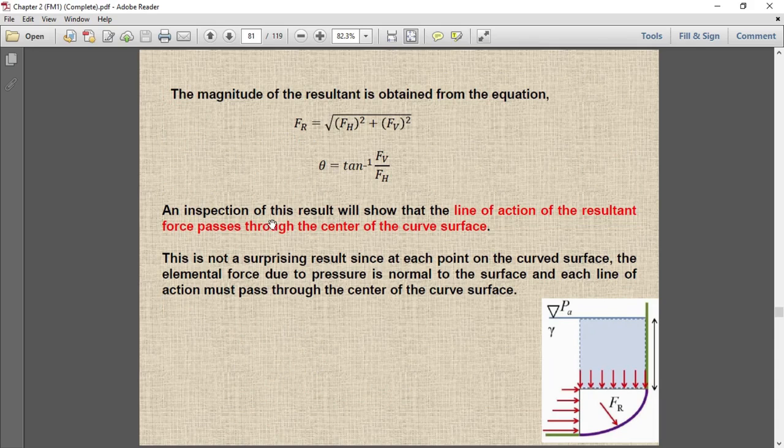An inspection of this result will show that the line of action of the resultant force passes through the center of the curve, because the pressure force always acts perpendicular to the surface, whatever the position, and passes through the origin of the curved surface. So this is not a surprising result, since at each point on the curved surface the element force due to pressure is normal to the surface, and each line of action must pass through the center of the curve. Okay, so now let's move on to some practice problems.